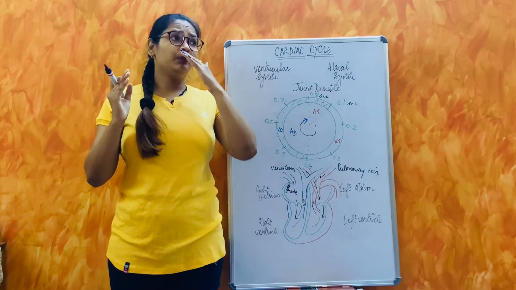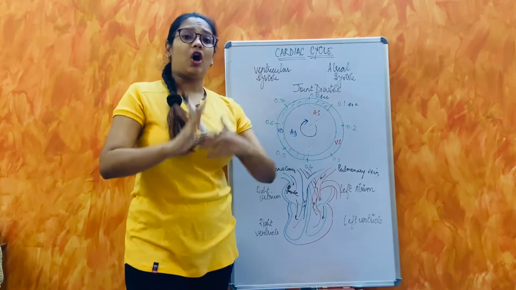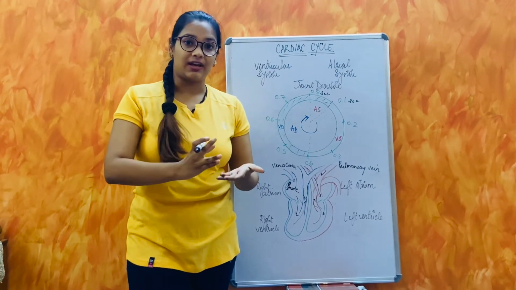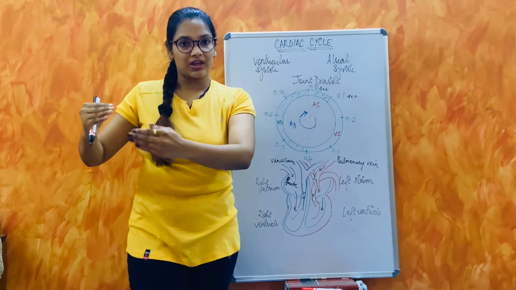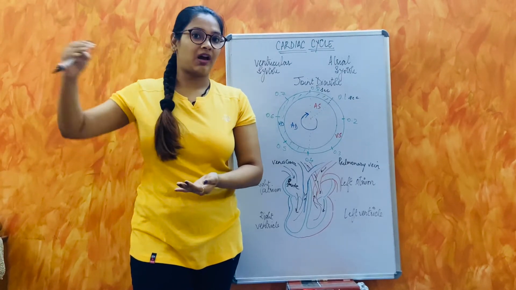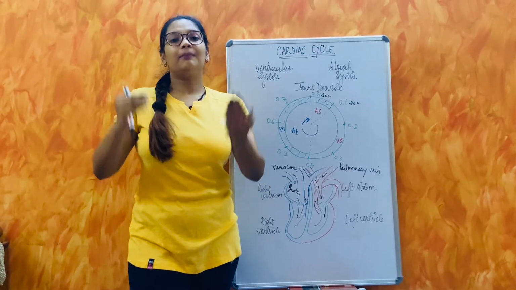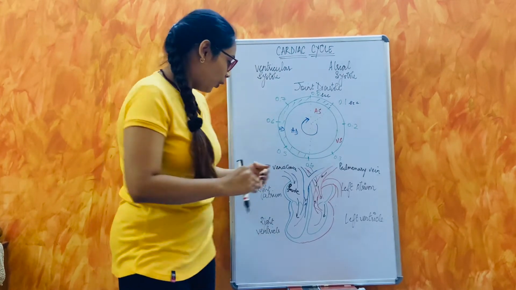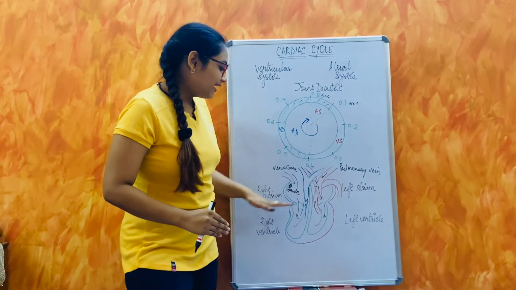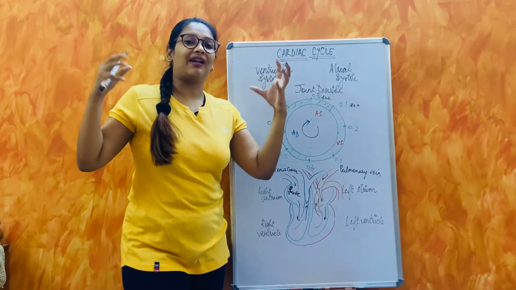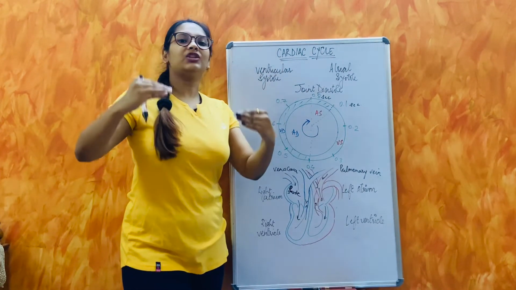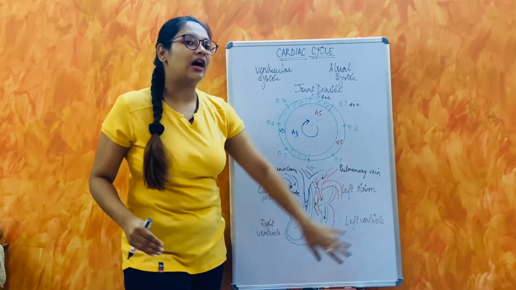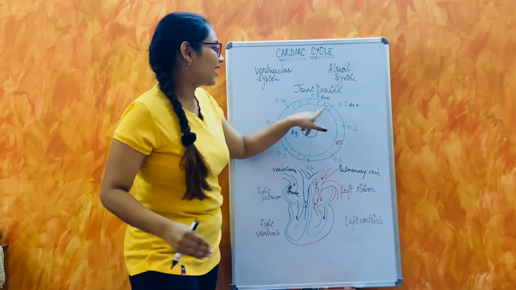So you have to understand that the whole flow of the blood is according to the pressure gradient. Wherever there is higher pressure, the blood will move from the higher pressure to the lower pressure, and the backflow of the blood will be prevented by the valves. So here, since the right atrium is contracted, contraction means there is more pressure generated in the area as compared to the ventricles, which are at this point in the relaxation phase.